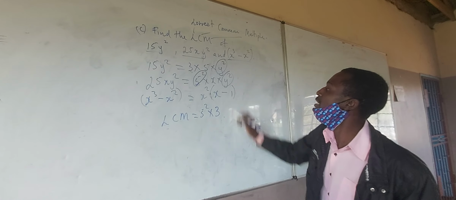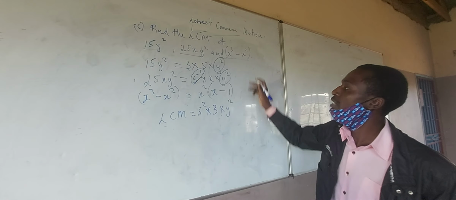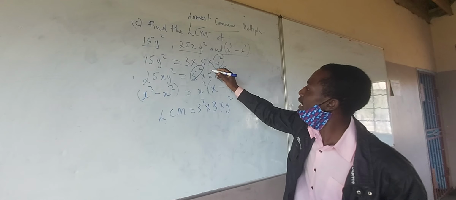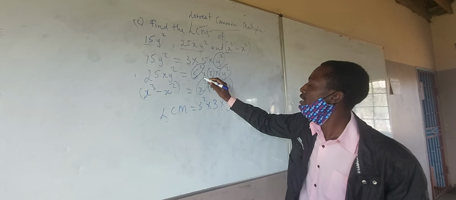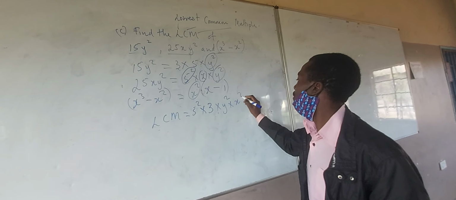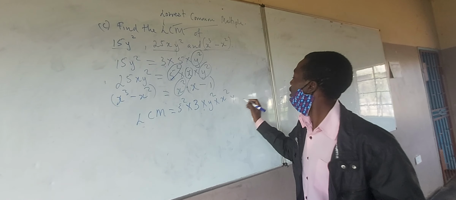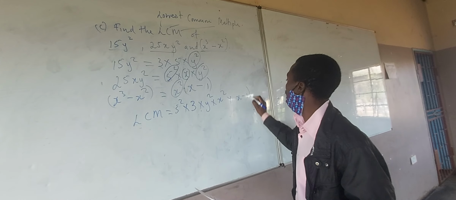We've got y squared here again. So we take y squared, one of it, right? We have got x and x squared, right? So we have to consider x squared, multiplied by this bracket, x minus 1, right?